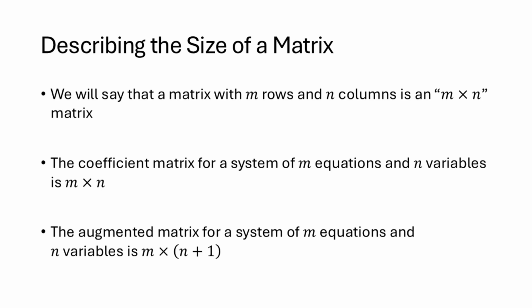So we write the 2 numbers with a cross symbol in between them. The first number represents the number of rows of the matrix, and the second number represents the number of columns of the matrix. When this matrix describes the coefficient matrix for a system of equations, m is the number of equations in the system, and n is the number of variables. And then the augmented matrix has 1 additional column, so that matrix would be m by n plus 1 if there are m equations and n variables.